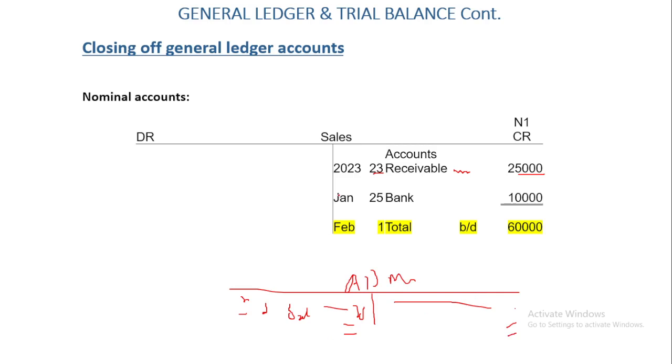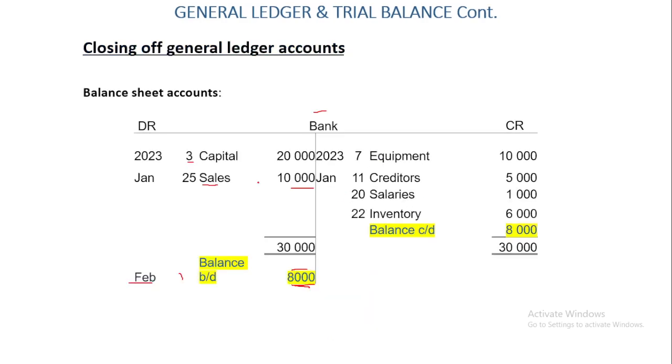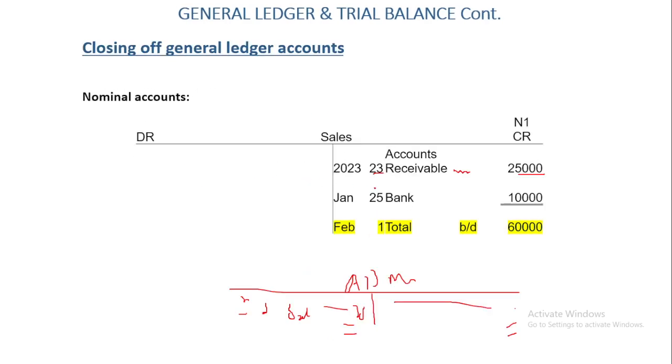But if he doesn't pay us the whole amount, we're going to have a balance that we'll start the next month with. And then on the 25th, remember we made sales of 10,000, so we write that on the 25th we made sales, which was cash. The money went to our bank account for 10,000.